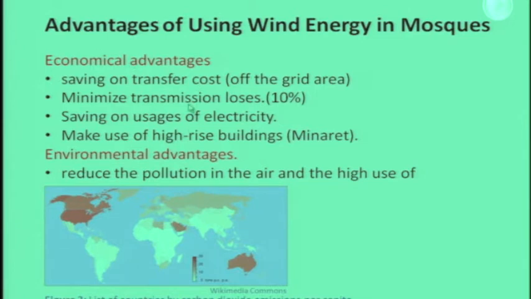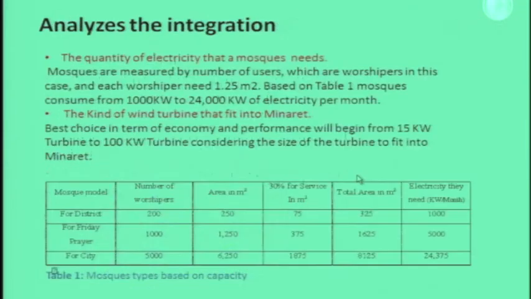Also we minimize the transmission losses, which is around 10%, because the energy which we produce, we just use it directly in the same area. Also saving in the usage of electricity, and making use of high-rise buildings, and there is also an environmental advantage, especially with population, and we can see that Saudi Arabia is similar to the United States in the pollution of air.